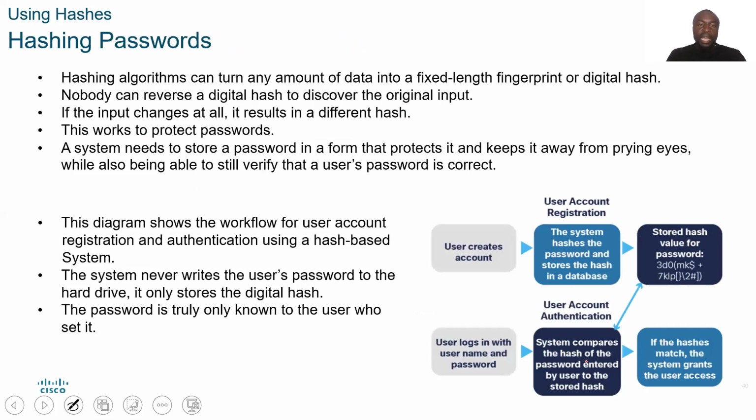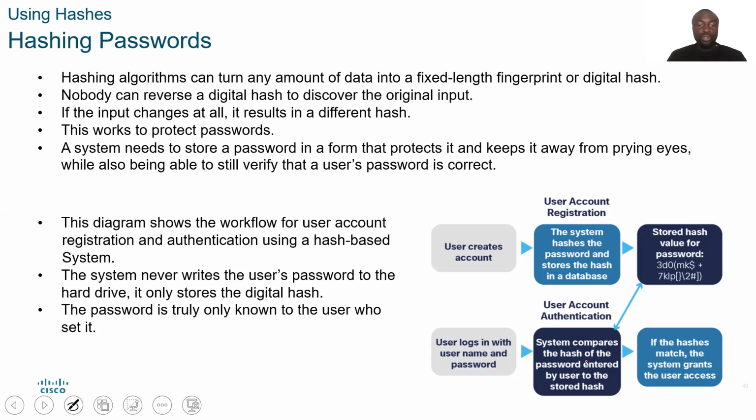Hashing passwords. A hashing algorithm can turn any amount of data into fixed-length fingerprints, or digital hashes. Nobody can reverse a digital hash to discover the original input. If the input changes at all, it results in a different hash. This works to protect passwords. A system needs to store a password in a form that protects it and keeps it away from prying eyes, while also being able to still verify that the user's password is correct.